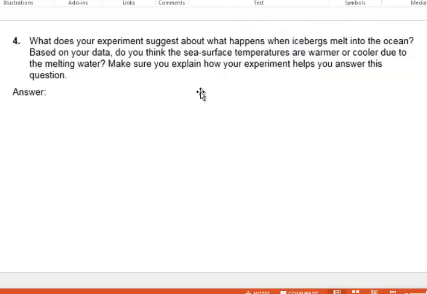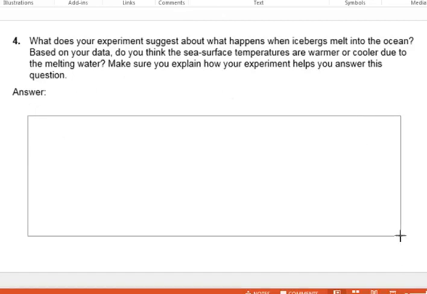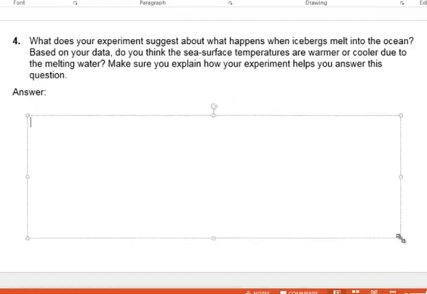Let's look at question number 4. What does the experiment suggest about what happens when icebergs melt into the ocean? Because really, that's what we're looking at, right? That red ice cube is a glacier and the solution is different seawater, right? Because we know seawater has different salinities based on latitude. So that mid-latitude region definitely has a higher salinity.